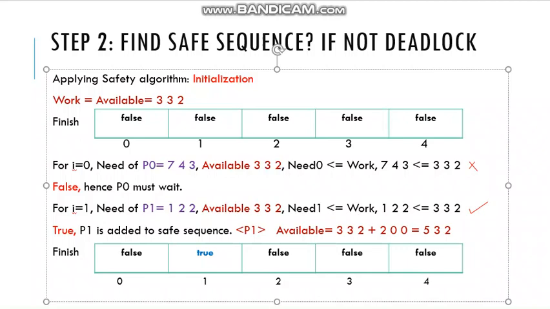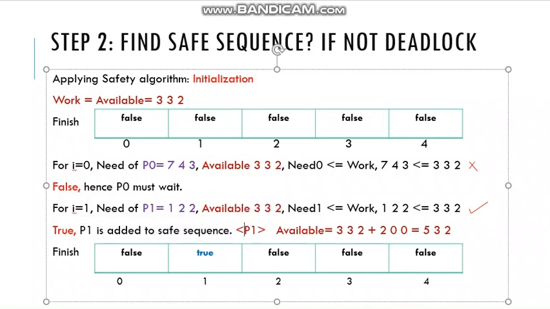So need is 1, 2, 2 less than 3. Yes, 1 is less than 3, 2 is less than 3, then 2 is less than or equal to 2. So at least less than or equal to. Yes, this condition is satisfied. Now P1 is added to the safety sequence. So safety sequence is P1.